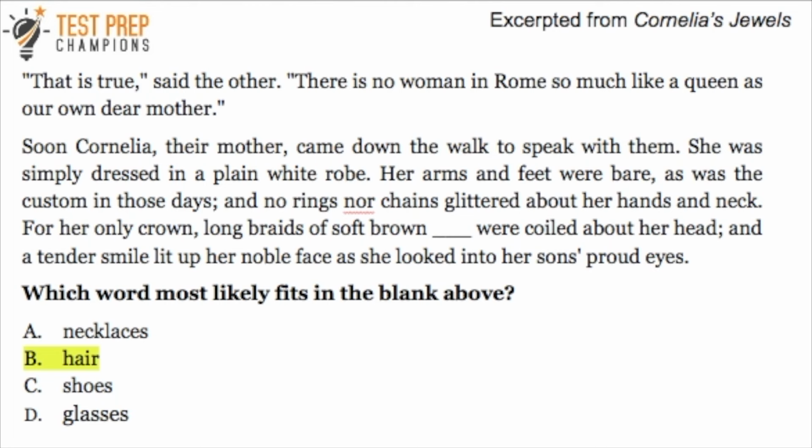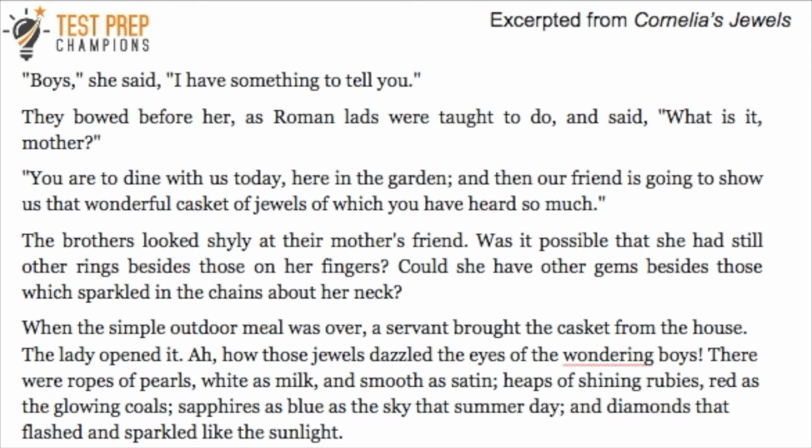The correct answer here is B, hair. We should note here that it tells us that no rings or chains were around her hands and neck, so we'd assume from that this isn't talking about a necklace. So let's go on here now.